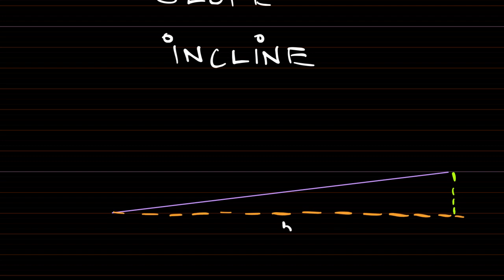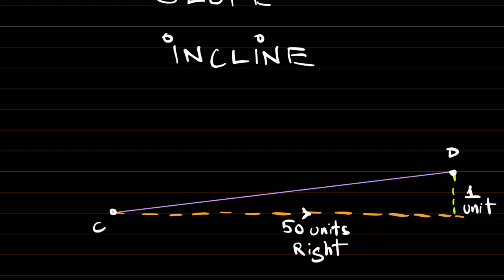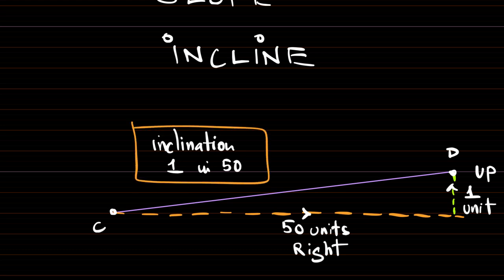Let's say this is 50 units, and this is 1 unit. That means if I start from this point, I go to this point, let's say this point is C, this point is D. I'm walking 50 units horizontally, I'm walking 50 units to the right, and I'm rising up by 1 unit. That means on the signboard over there, it would be written something like this: the incline or the inclination is 1 in 50. What does it mean? It means that the slope of this road is 1 in 50. That means you walk 50 units horizontally, you would rise up by 1 unit. This is exactly what slope and what gradient means.